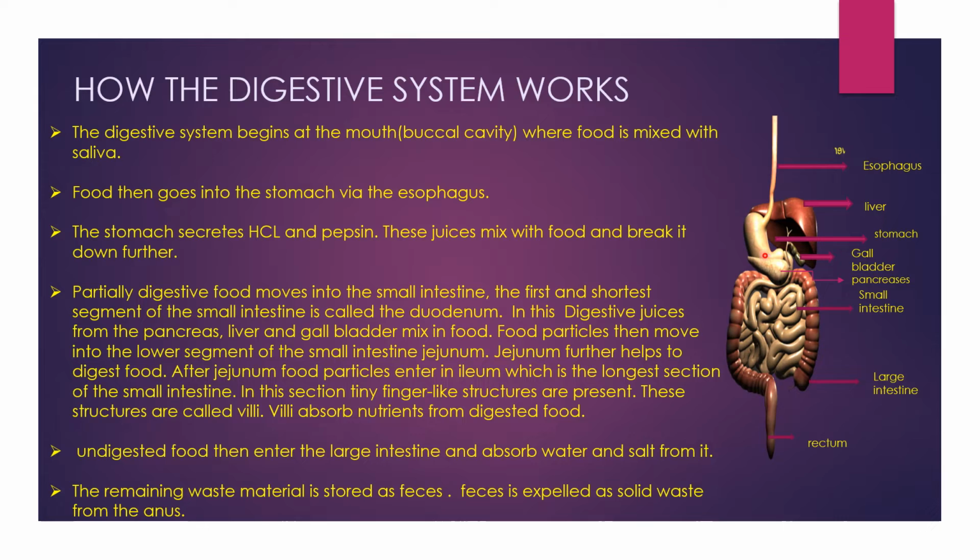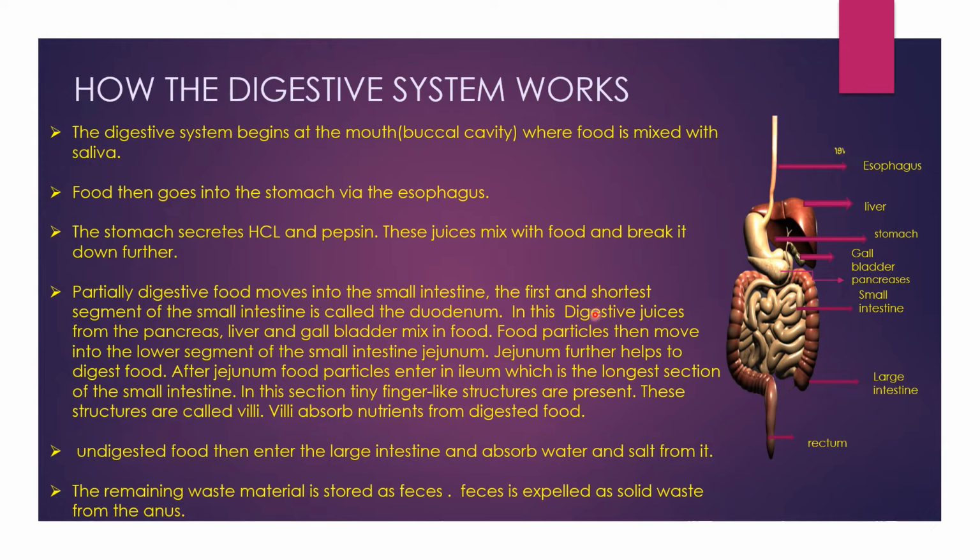So now food will enter the small intestine. The small intestine is divided into three parts. First is called the duodenum, second is the jejunum, and third is the ileum. Partially digested food moves into the small intestine. The first and the shortest segment of the small intestine is called the duodenum. So first it will enter the duodenum.